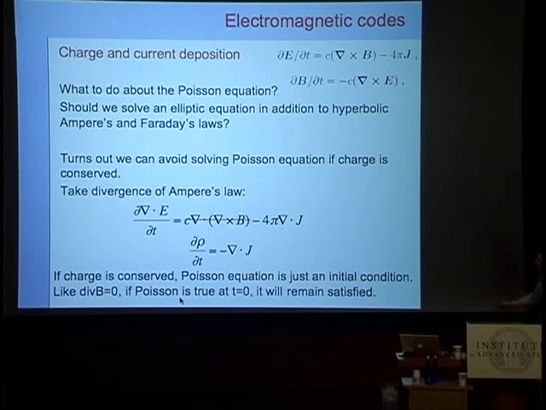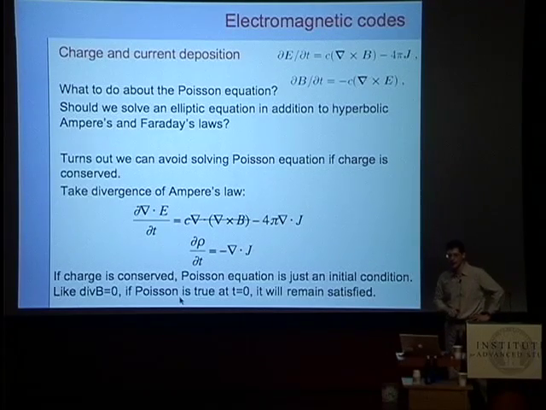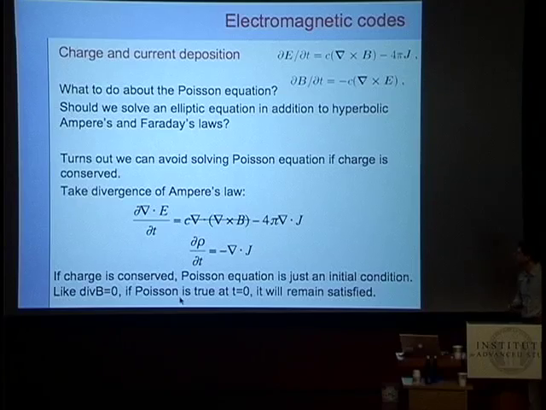Okay? So if you somehow manage to conserve charge, so d rho dt is equal to the divergence of the current, then you satisfy the Poisson equation by construction. So Poisson equation is a great thing to have as an initial condition, but then if your method maintains charge conservation, so you're not losing any charge as a particle moves through the grid, then the Poisson equation will be satisfied at all time steps afterwards. And this is a nice trick because it eliminates the need to solve the elliptic equation in a parallel simulation.